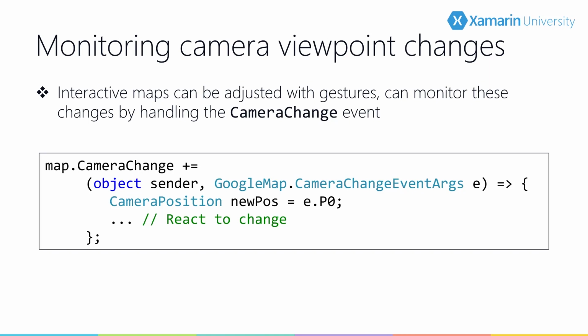Then finally, if you need to, you can monitor the position of the camera through the camera change event on the Google Map. You're passed the new camera position, which would include the coordinate, the zoom level, etc. This is useful when the map is interactive and you need to track where the user is looking so that you can look up points of interest or place custom markers on the map. We'll talk about those specific features in the next course, AND231, Locations.